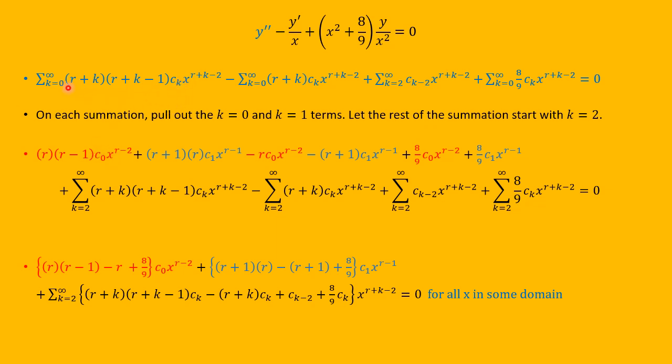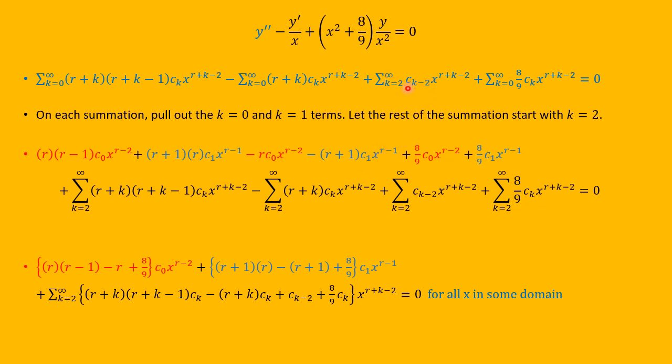When we let k equal 1, we will get r plus 1 times r plus 1 minus 1, which is r, times c sub 1 x to the r plus 1 minus 2. And that turns out to be r plus 1 times r c sub 1 times x to the r minus 1. Okay, do the same thing with this next infinite series. The k equals 0 term is r c naught x to the r minus 2. The k equals 1 term here is r plus 1 c1 x to the r minus 1.